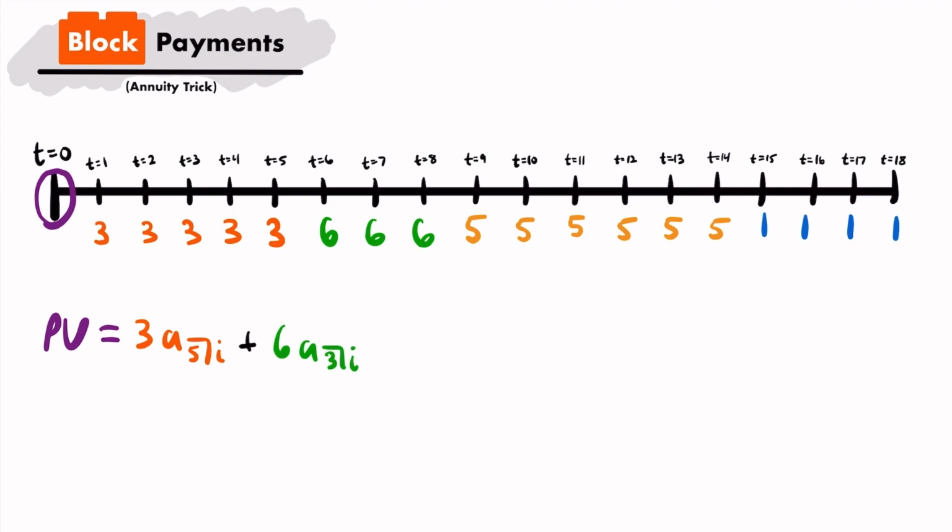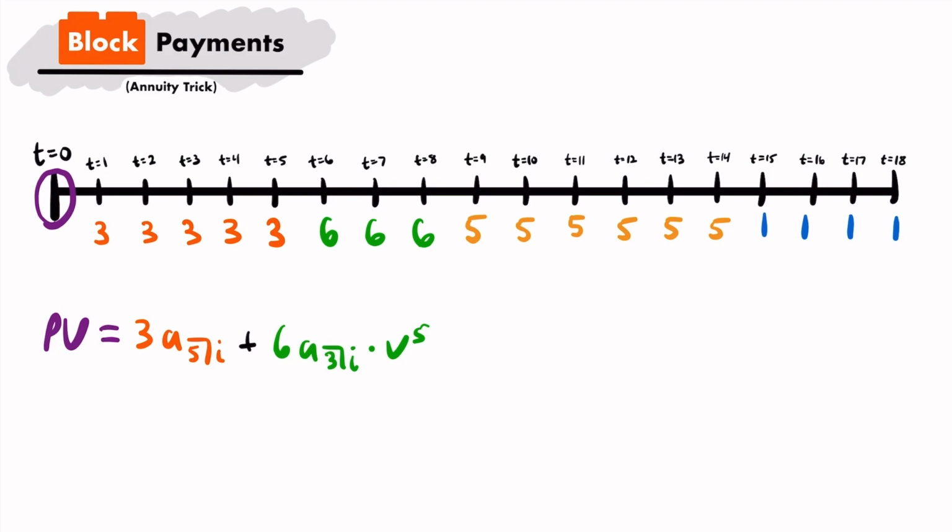So this right here, 6 a3 bracket i, does not value these 3 payments at time 0. It values them at time 5, one period before that first payment. So to actually value those 3 payments at time 0, we need to bring this value back 5 periods. We would multiply by a present value factor to the power 5. That takes care of those 3 payments.